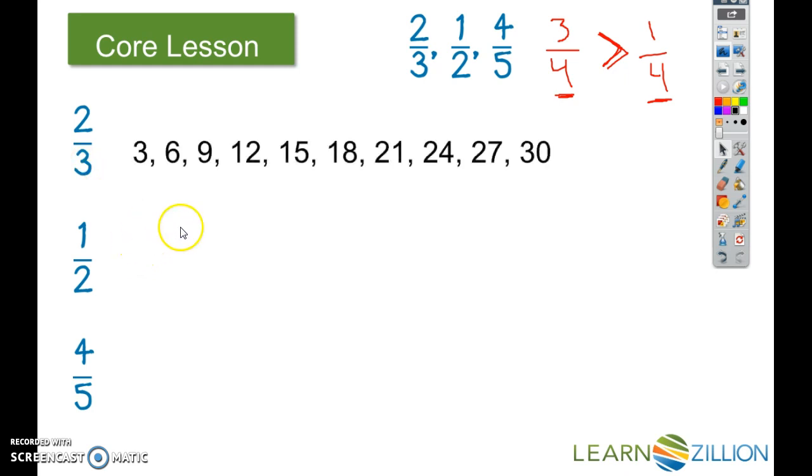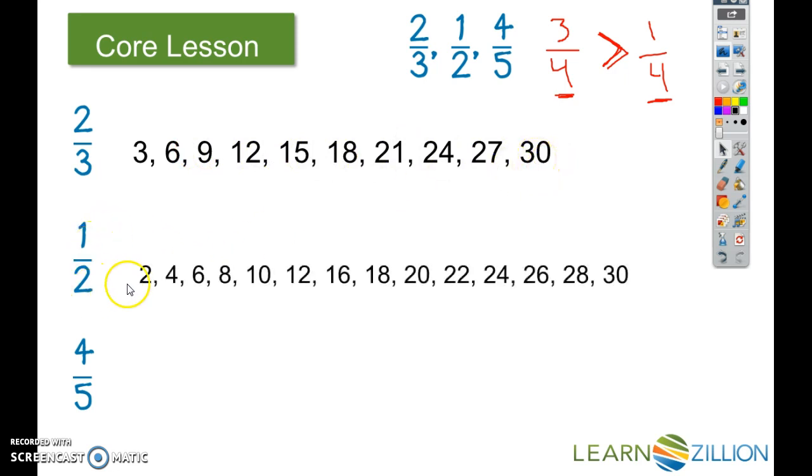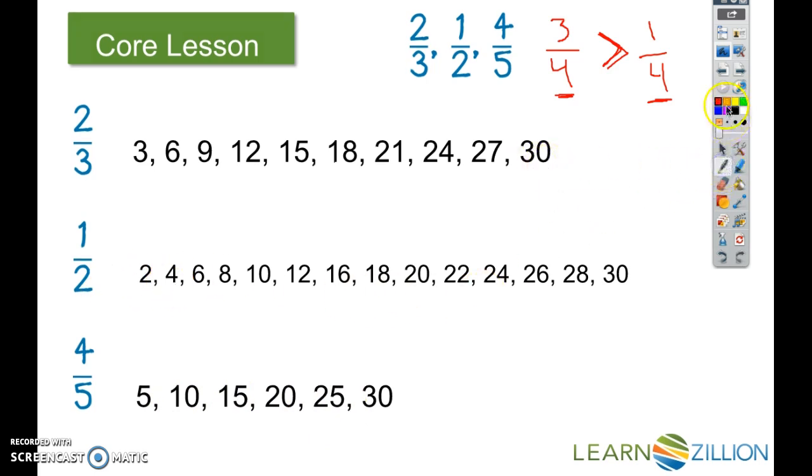So if I counted by 3's, 3, 6, 9, and I kept going, I get to 30. If I count by 2's, 2, 4, 6, I'll get to 30. If I count by 5's, I get to 30. And if you look, any numbers before 30, they don't have in common, so we can't use that. So you have to use multiples and then find that number they all have in common. In this case, it's going to be 30. So we're going to use that as the common denominator.